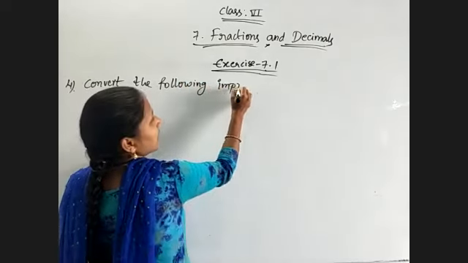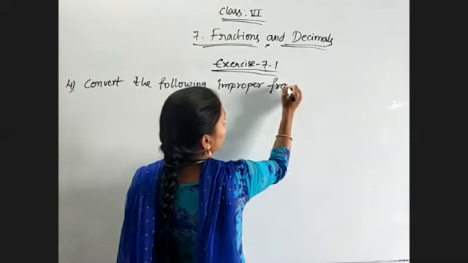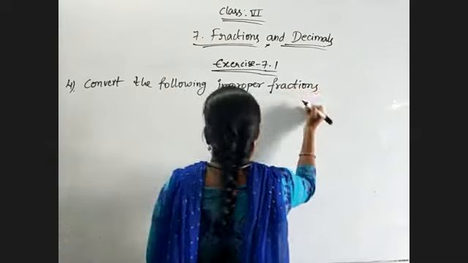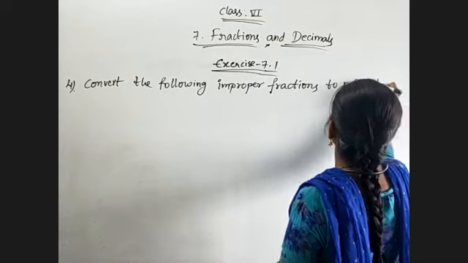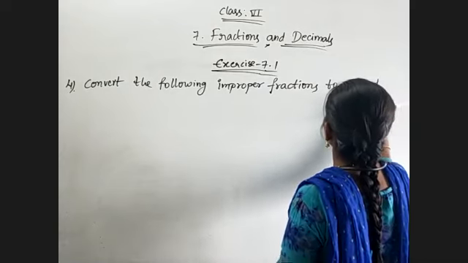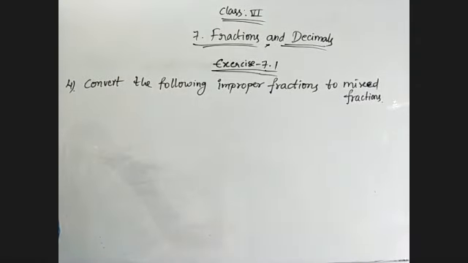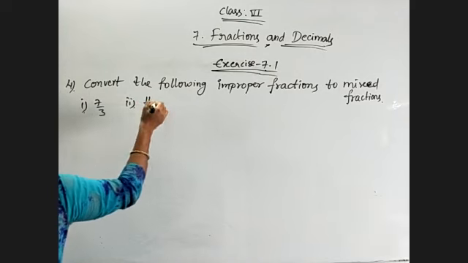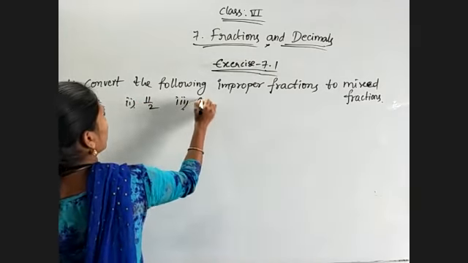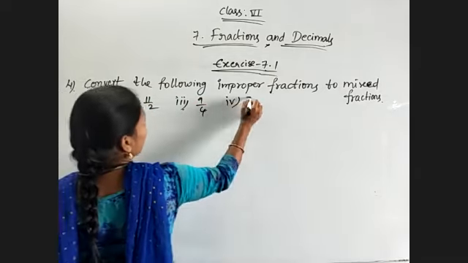So whenever we are getting improper fractions, then only we can convert them into mixed fractions, not for proper. Convert the following improper fractions to mixed fractions. Now first problem is 7 by 3. Second one is 11 by 2. Third one is 9 by 4. Fourth one is 27 by 4.